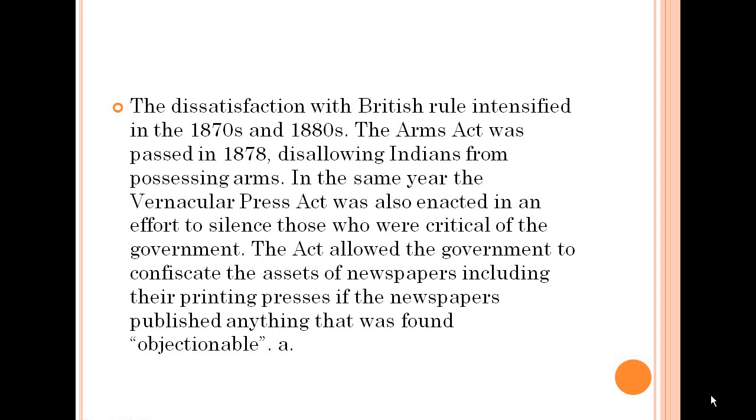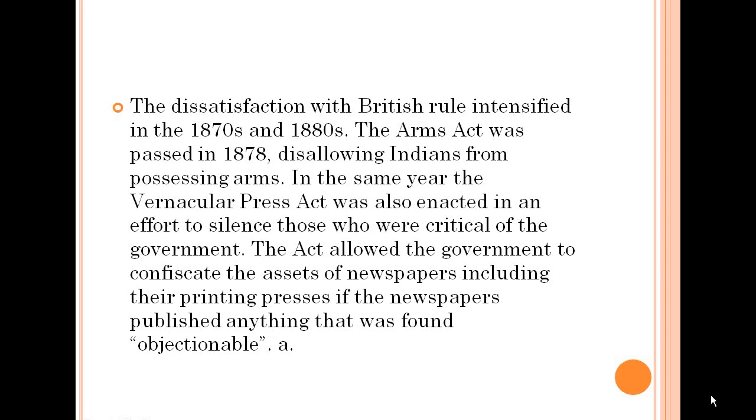Now, dissatisfaction with British rule intensified in the 1870s and 1880s. So there were a lot of people who were coming up and were very dissatisfied with the British rule during the period from the 1870s till the 1880s.